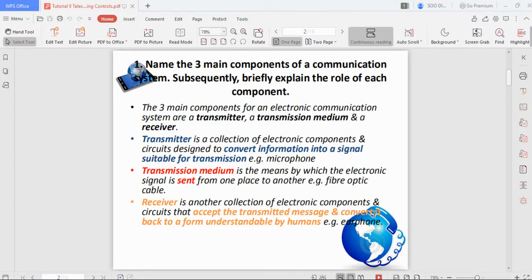So the three main components of a communication system are the transmitter, the transmission medium, and the receiver. It's a complete package where you start off with a microphone. Your voice is converted into an electrical signal using the microphone, and then this signal is transferred through a medium, which is a wire or a fiber optic. When it reaches the end, which is the receiver, there is a component able to convert this electrical signal into a form that is understandable to humans.